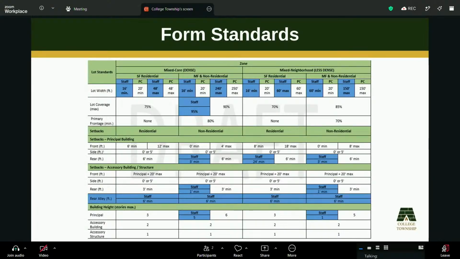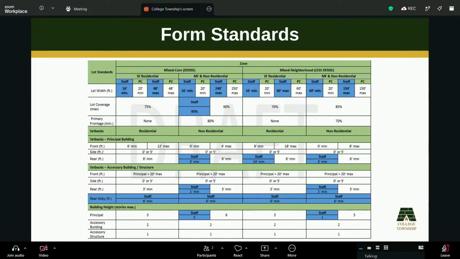Okay. So we will dive then into form standards. This is going to be probably the meatiest part of the conversation, and this really sets up the form-based code and how everything else flows from that.